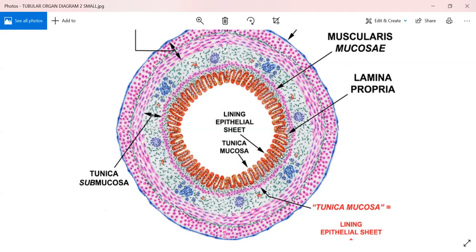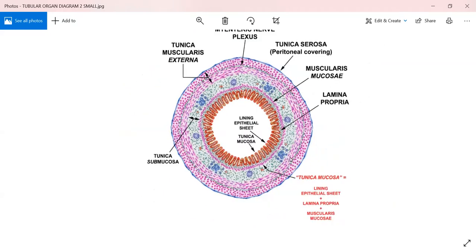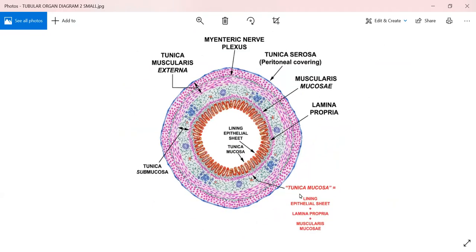The three layers, epithelium, lamina propria and muscularis mucosa together are called tunica mucosa. And tunica mucosa is the first layer which we have in the wall of the digestive tube.